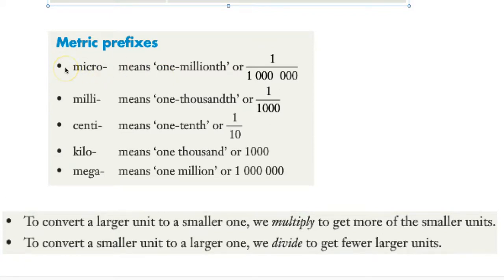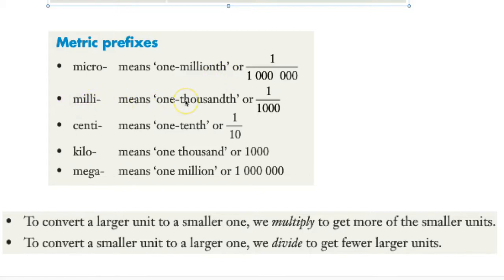you know how I said micro sounds really small? The word micro means not 1 million, 1 millionth. So it's quite small. It's 1 millionth. So a micrometre is 1 millionth of a metre. A microlitre is 1 millionth of a litre. Okay? So micro means 1 millionth.